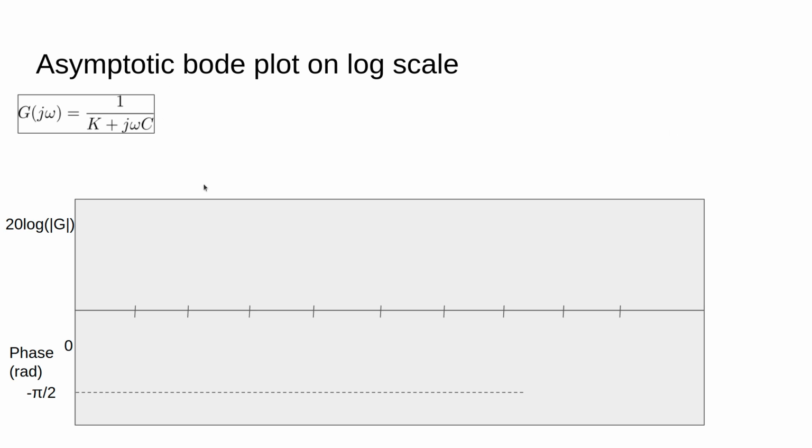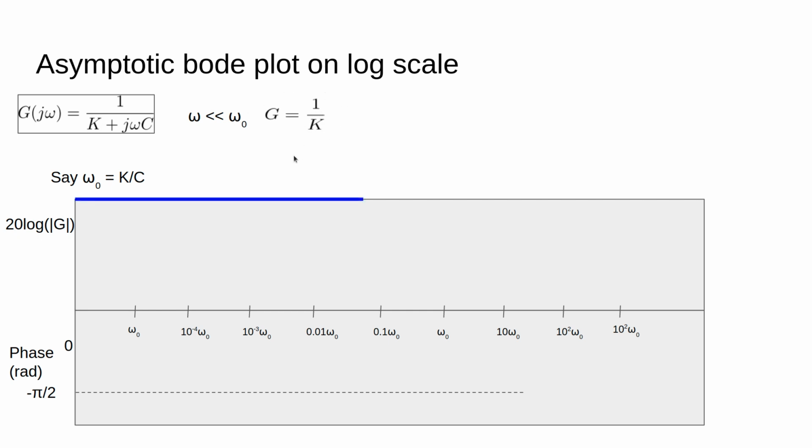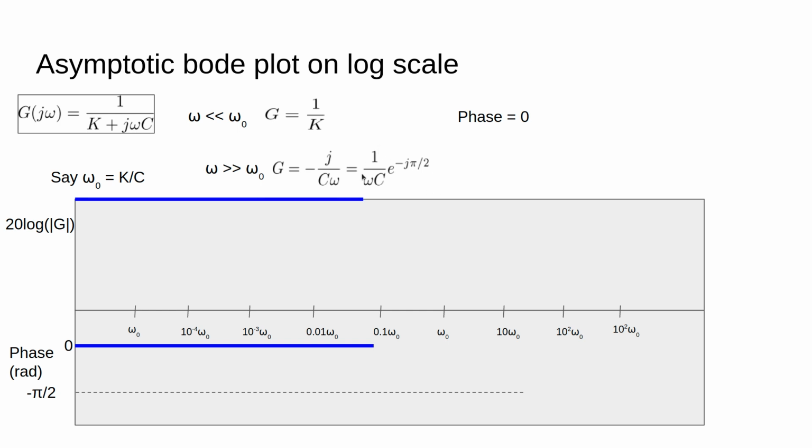So here now we'll be seeing some asymptotic approximations of the Bode plot. This is a transfer function, and let's just call this constant k by c as omega 0. If my frequency omega is much smaller than omega 0, then I can make this approximation we saw in the earlier slide. You can simply represent it as 1 by k. So this is my line here representing it, and in this case the phase is 0. And if my frequency is much larger, in that case I can represent it like this.